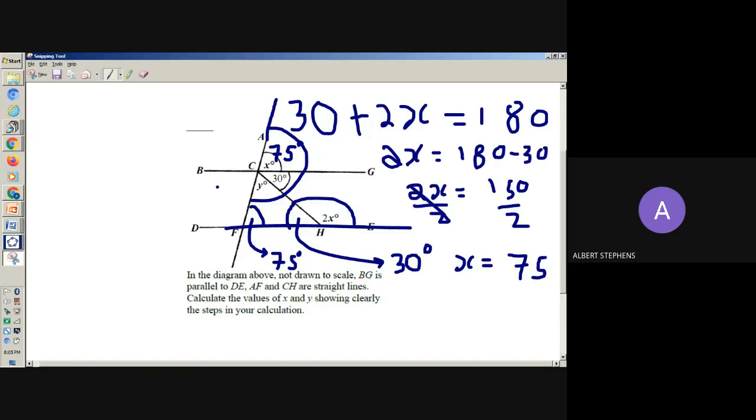All right. So y is equal to what, class? It's 180 subtract the sum of what? 75 plus 30. 75. And y is equal to 75.